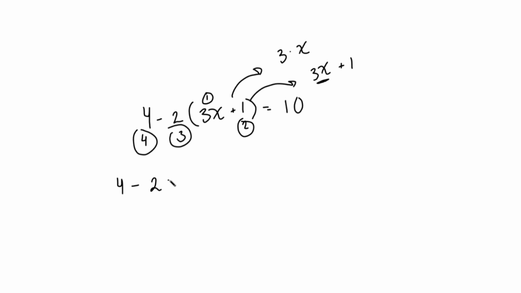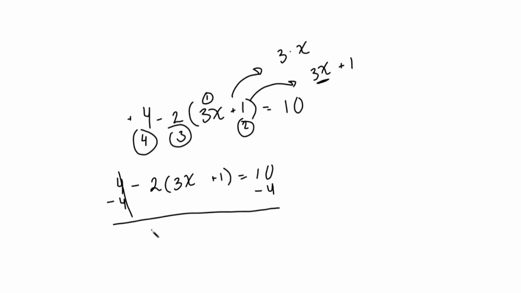So we have 4 minus 2 times 3x plus 1 equals 10. So we're going to do this in the reverse order. Let's subtract out 4, because here there's an invisible plus because it's a positive number. So we're just going to subtract out 4 first. So now we have canceled out, negative 2 times 3x plus 1 equals 10 minus 4, 6.